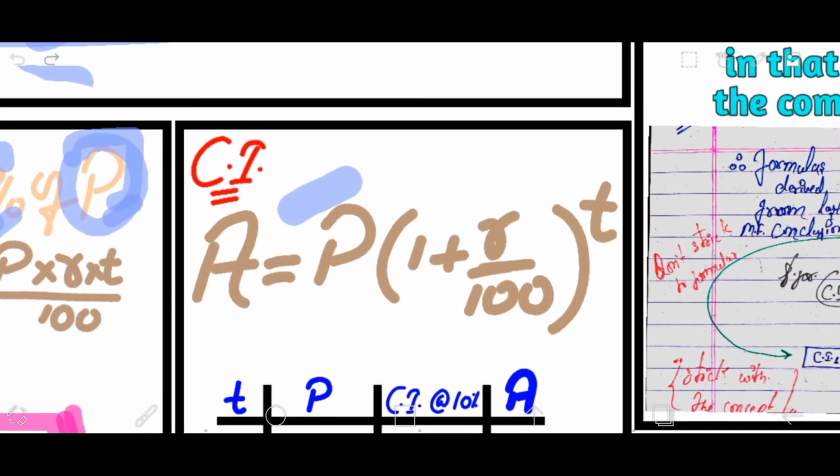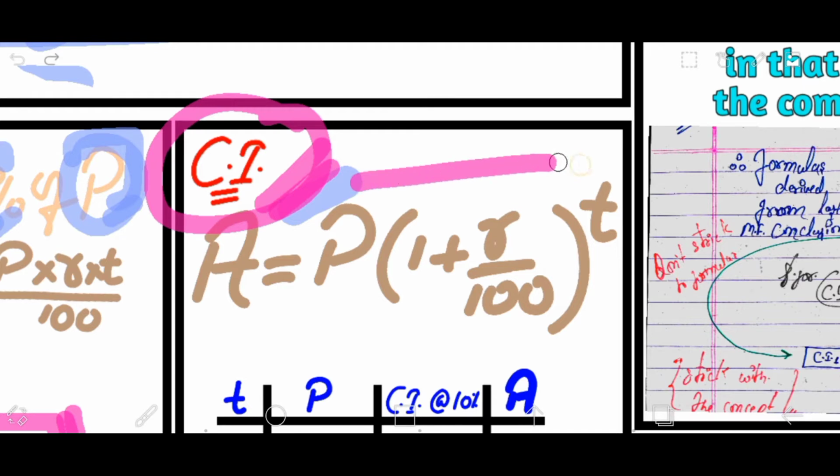Now here is the value of CI. CI, compound interest. Compound interest stands for the interest being compounded. Compounded means it's added every time it changes. It changes your principal value. We'll see it in the upcoming table, but for the sake of knowledge, first look at the formula.